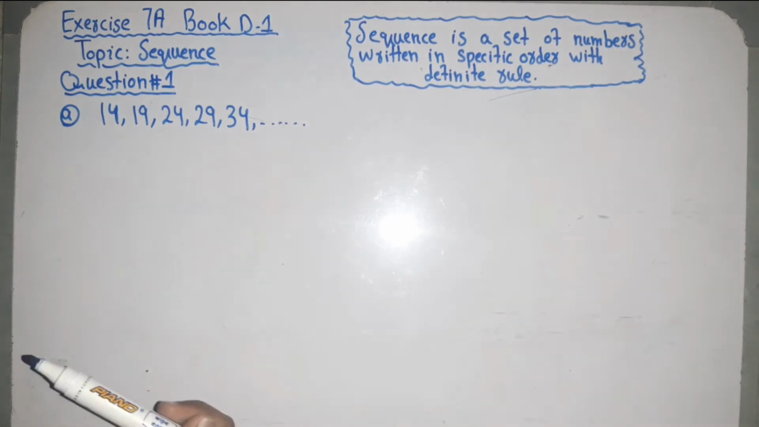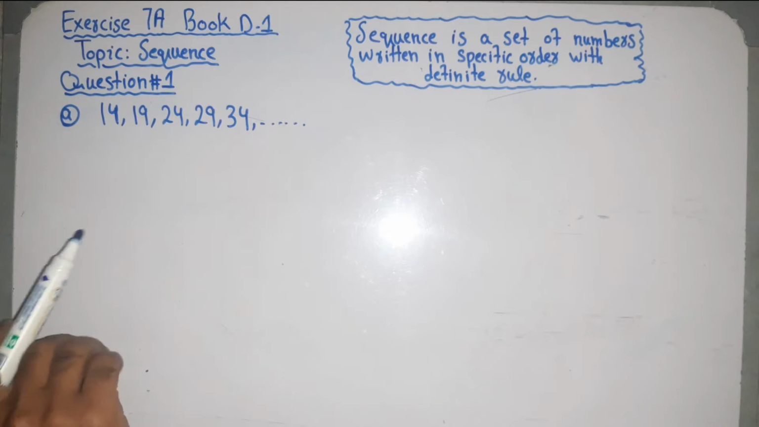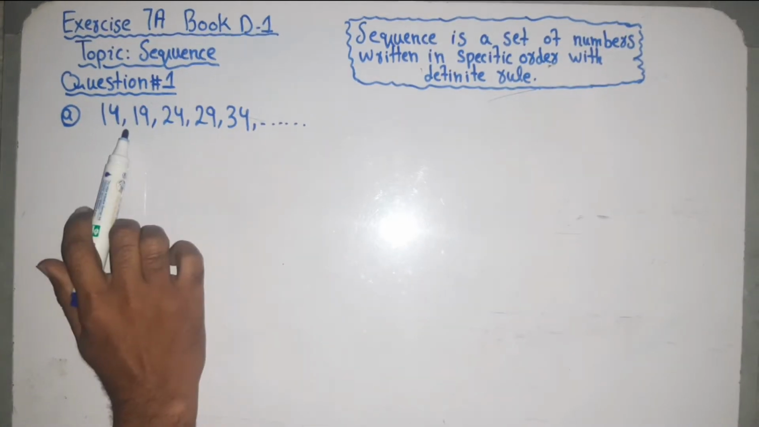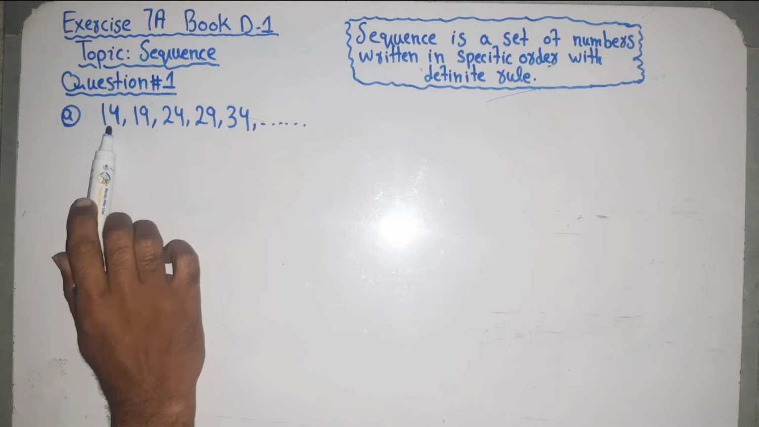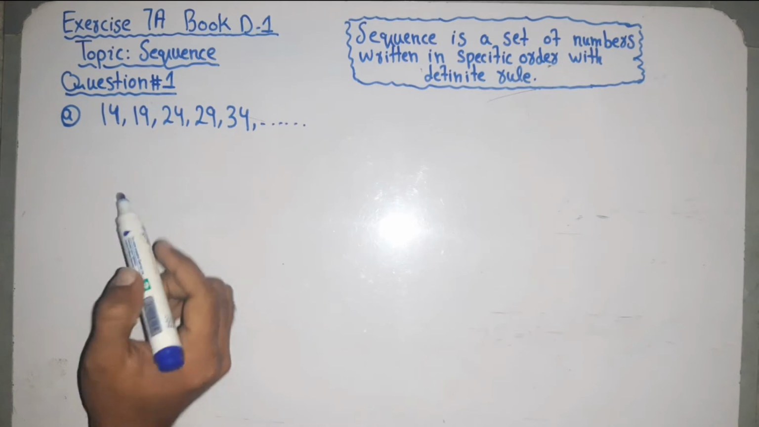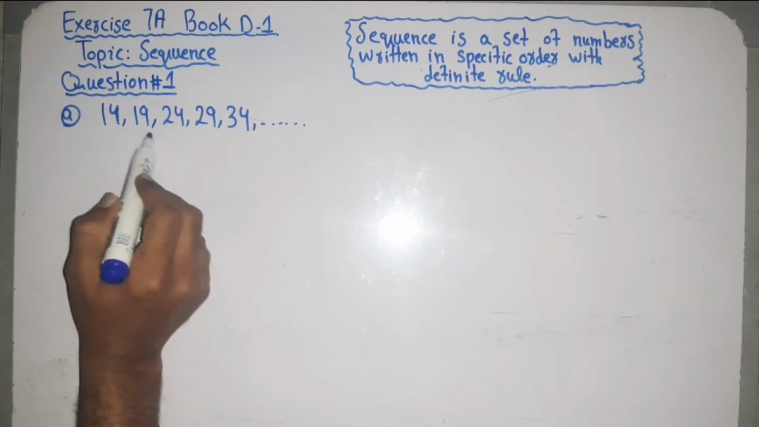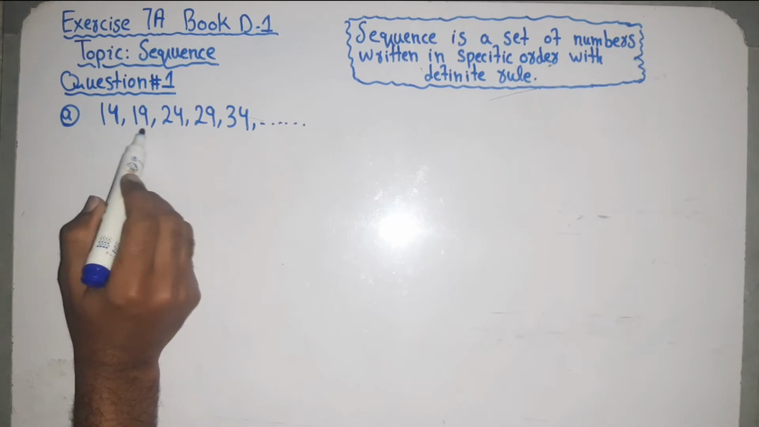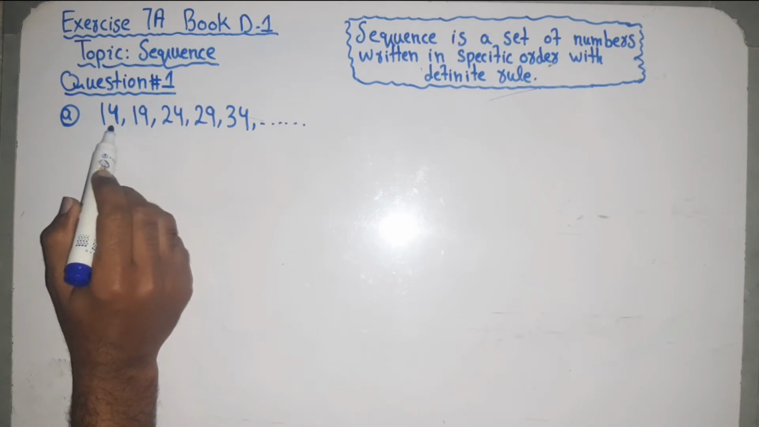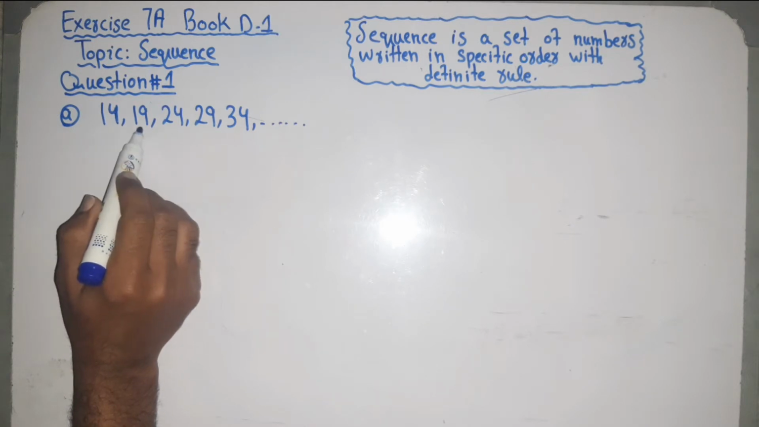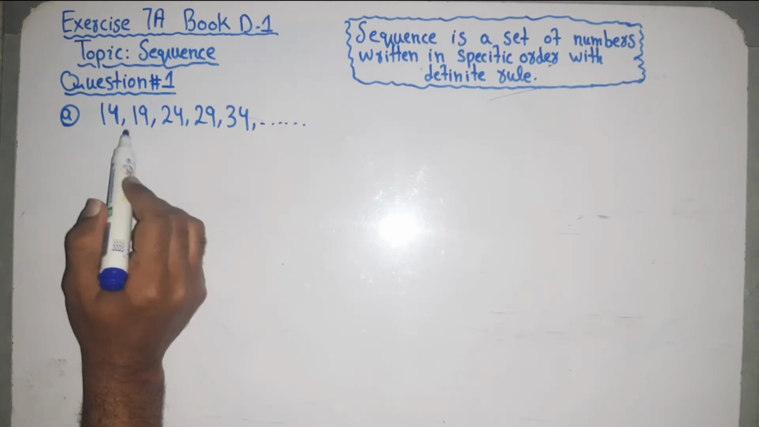In part A you can check that first this is a sequence that is given to us. This is the first term of the sequence, this is the second term, this is the third term. If you observe this sequence carefully, you can check that this sequence is increasing. It means the first term is 14 and the next term is 19.